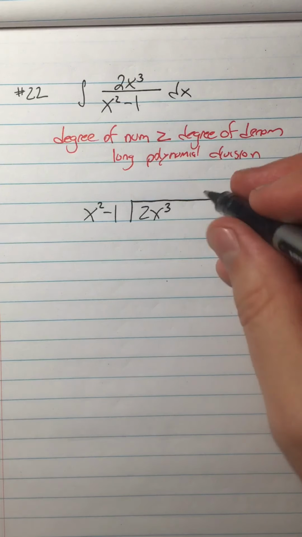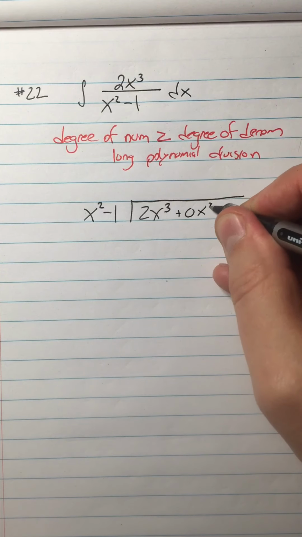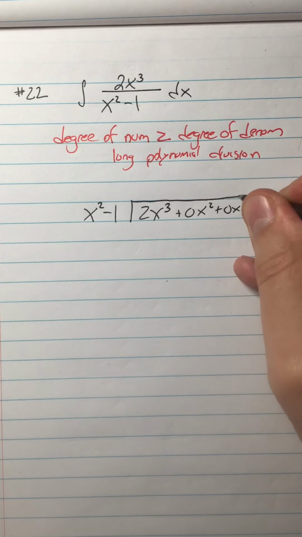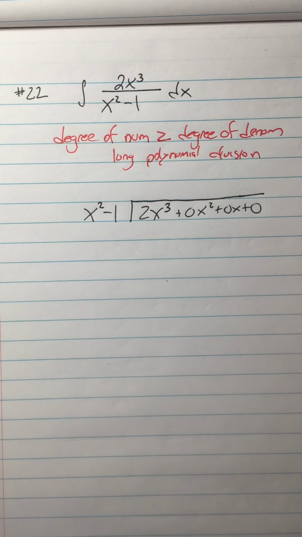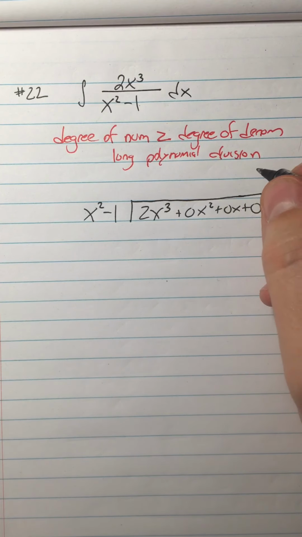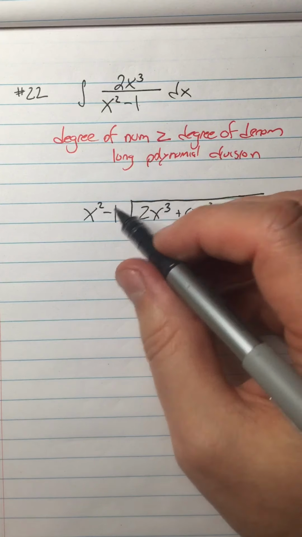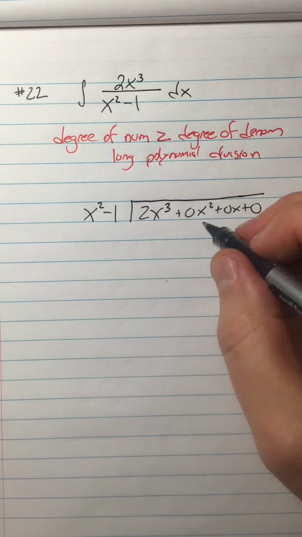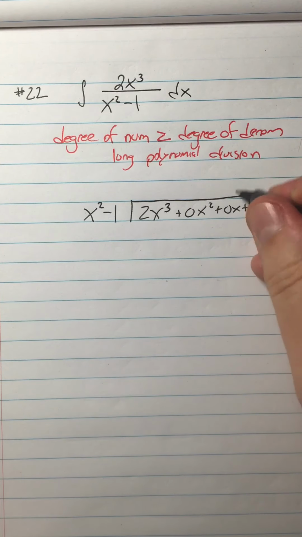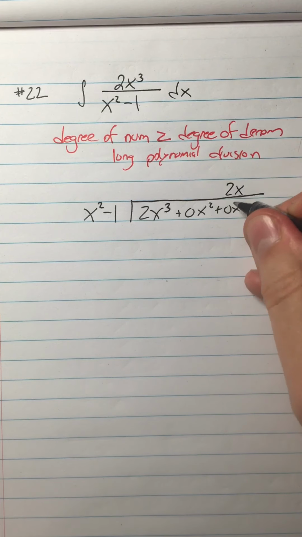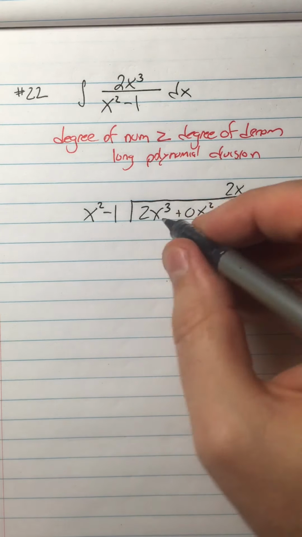All right, so how do I do this again? Oh yeah, I put plus 0x squared plus 0x plus 0. There are other ways to organize this, but this is sort of the standard way. I like to say I need to match this to x cubed, so I need to multiply by 2x. I like to keep all my like terms in a column, so I'm going to put the 2x over the 0x. You don't have to do that.